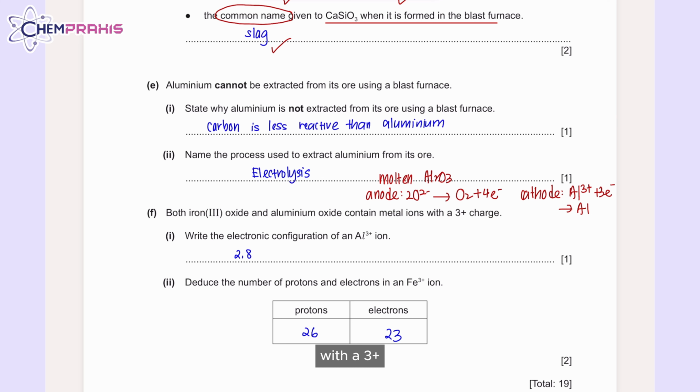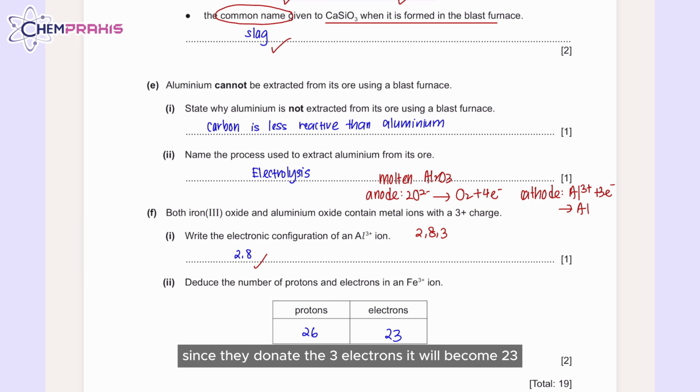Both iron oxide and aluminium oxide contain metal ions with a 3 positive charge. Write the electronic configuration of an aluminium ion. So for aluminium, before that is 2,8,3, and after donating 3 electrons, it will become 2,8. Deduce the number of protons and electrons in the iron 3+ ion. The protons are 26, and for electrons, since it donated 3 electrons, it will become 23.